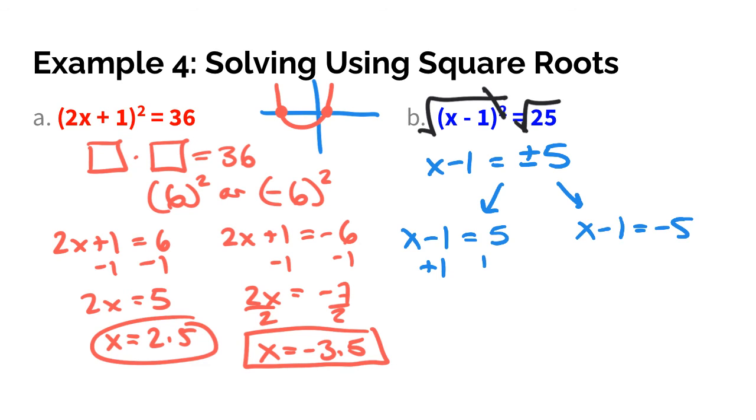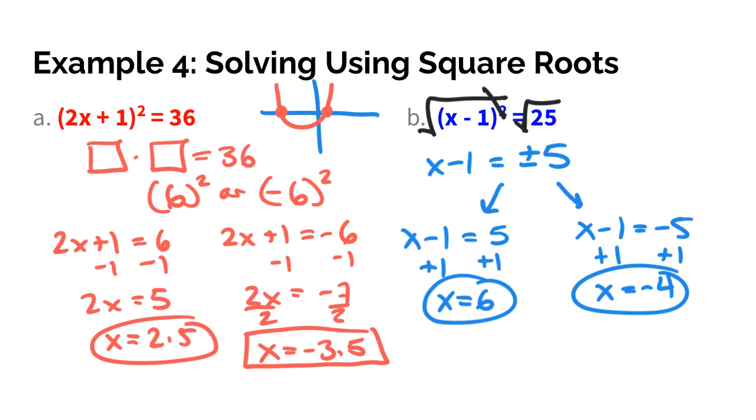Then I'm going to add 1 to both sides for each of these, so I get x equals 6 here, add 1 to both sides here, and I'm going to get x equals negative 4. So again, I still get two answers, just notice they're not plus or minus the same number. So here we learned about solving by using square roots and being able to express our answers both as positive or negative of some number and in simplest radical form.